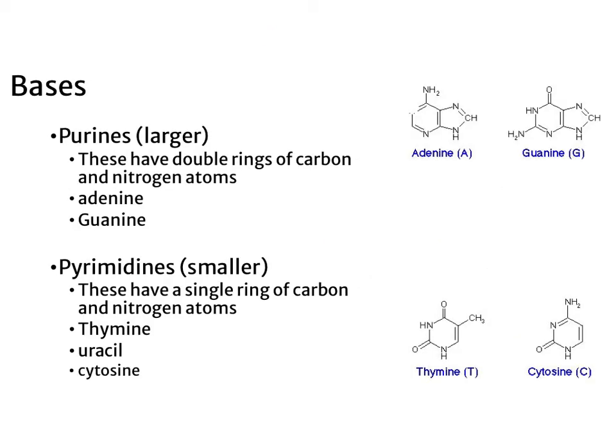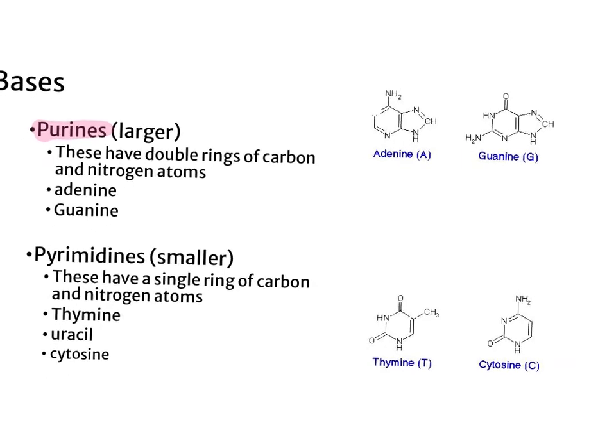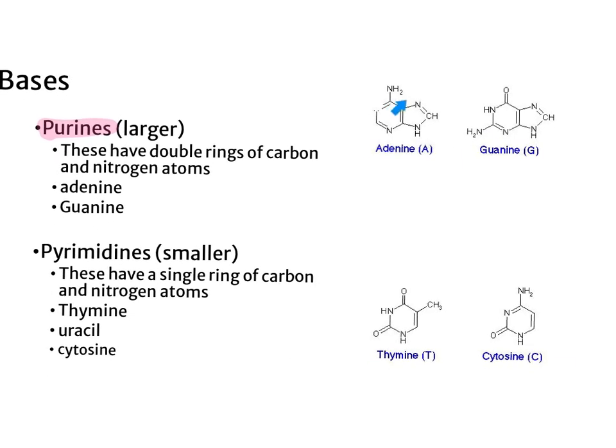These bases then, we have different types of bases. We have larger ones and we have smaller ones. Adenine and guanine are our larger bases. They're called purines, and these have double rings of carbon and nitrogen atoms. If you can see from the diagram, we have the double ring, so essentially they're a lot bigger.